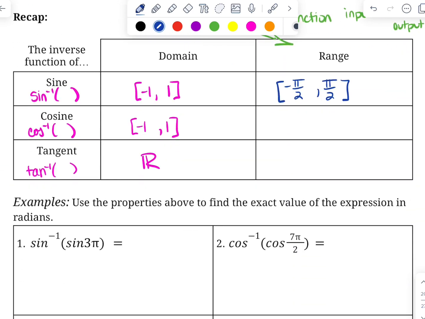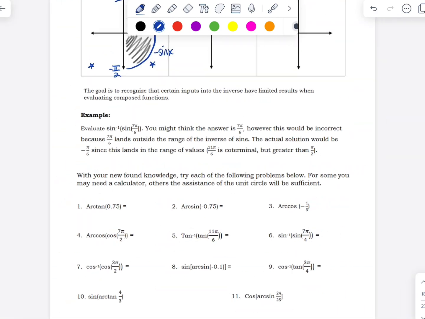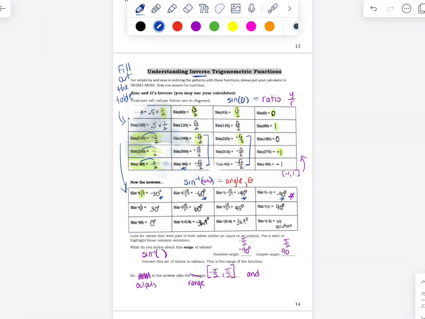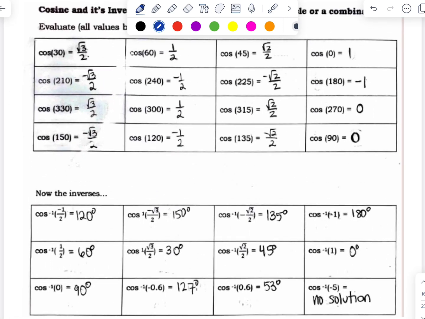All right, so now let's take a look at cosine. Same situation. Cosine, negative 1 to 1, but we know that cosine repeats where it's positive and negative. So how do we figure this out? Well, let's again flip back in our notes and let's look at cosine. Okay, so let's just pick 1/2. Cosine's 1/2 at 60 and 300. Well, we're going to go with the smaller value. And if we look, the calculator agrees, 60 degrees.